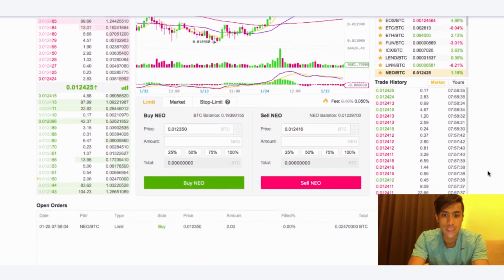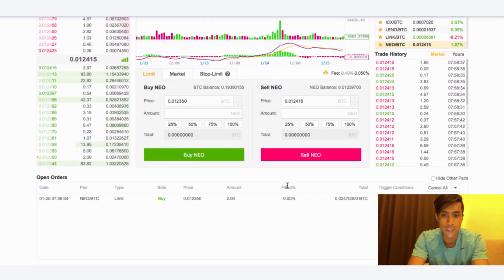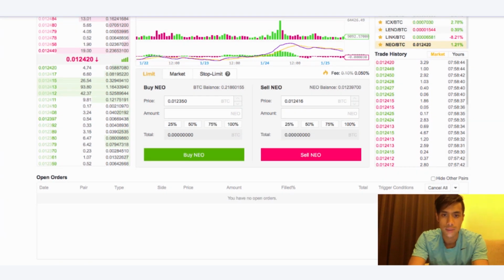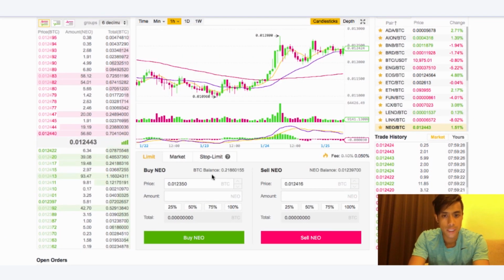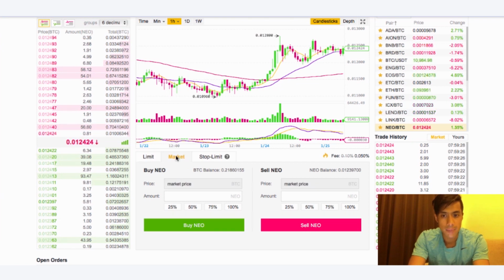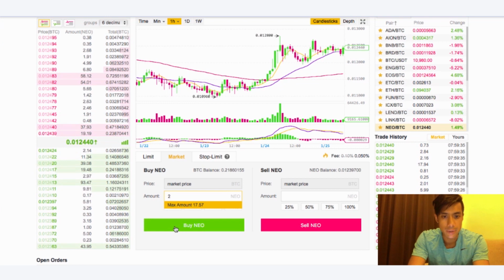Scrolling down, you'll see the list of open orders you have on the market. If your order has not yet been filled and you want to cancel it, just click on the cancel button on the right to remove your order from the market. Let's do the same thing for a market order. I'll click on the market tab, type in 2 NEO, and click buy NEO.